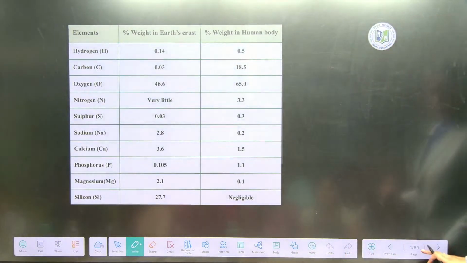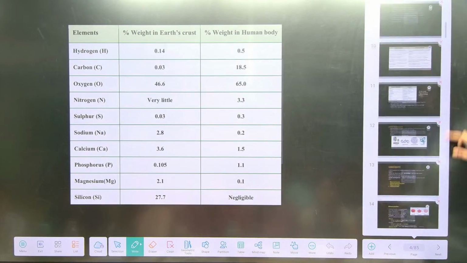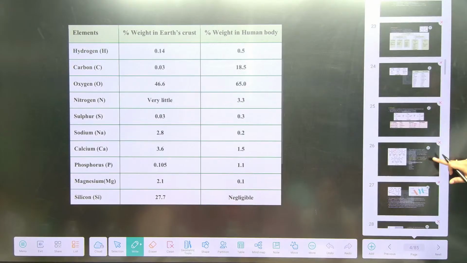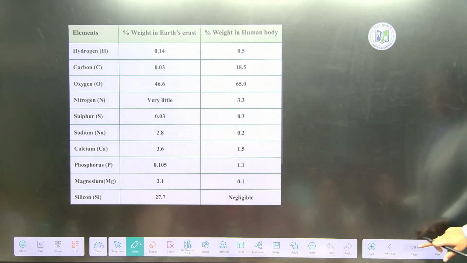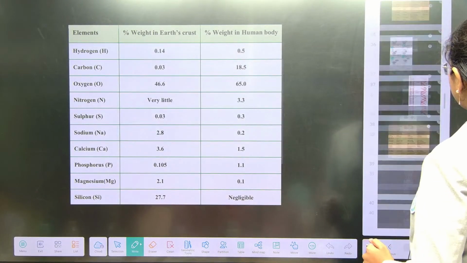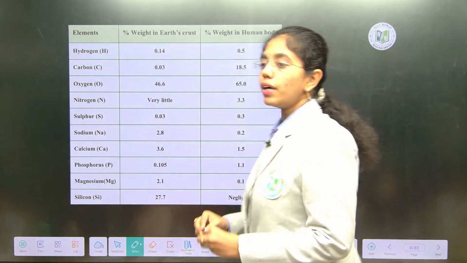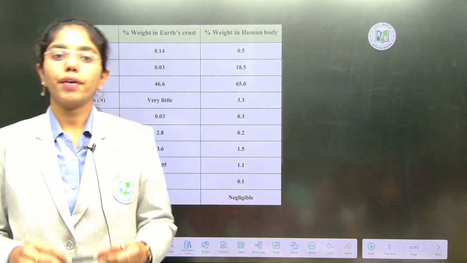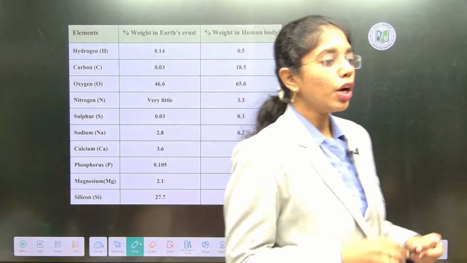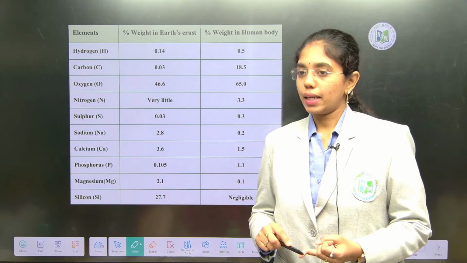Okay. And then we have moved on to chemical analysis. We have learnt that carbon, hydrogen and oxygen are the elements which are relatively abundant in the human body.